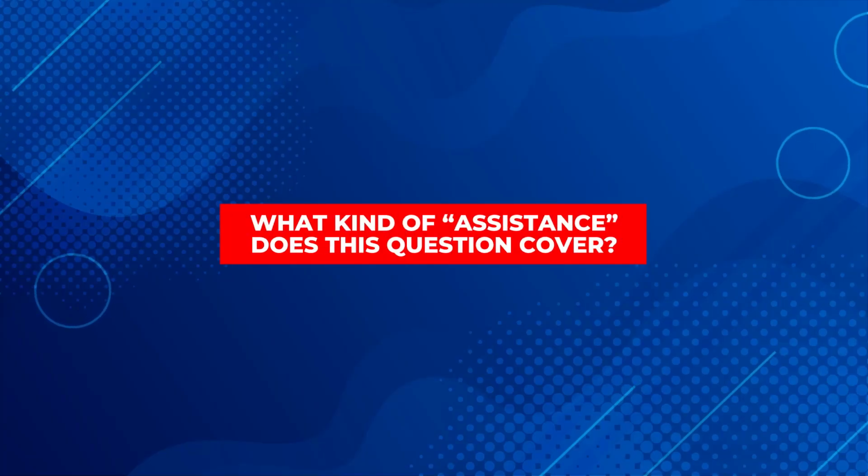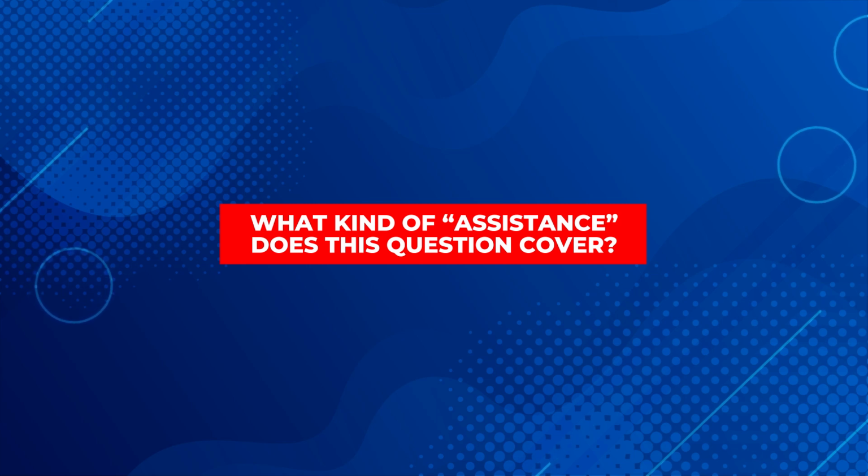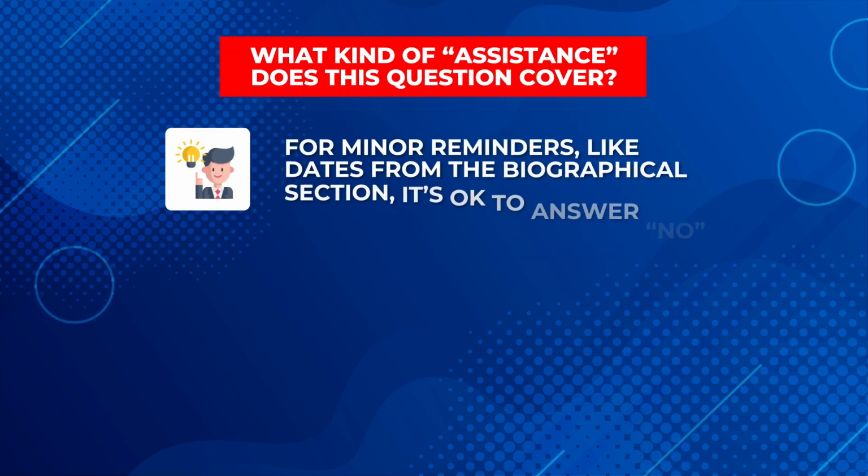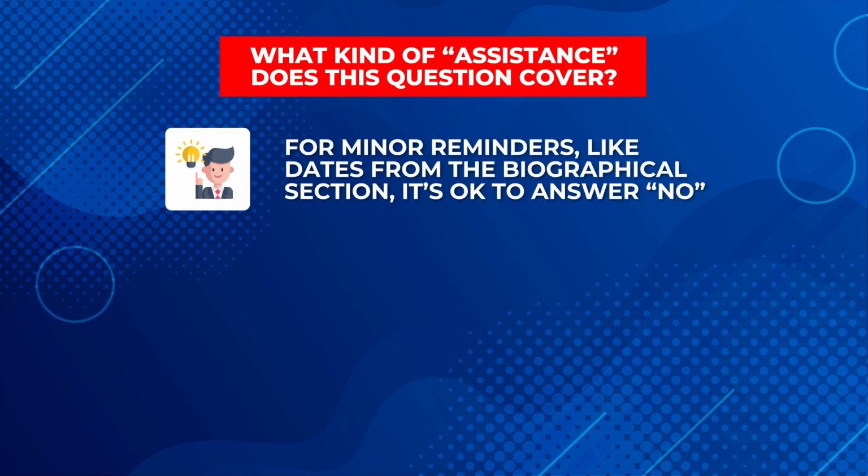Now let's back up just a second to consider what kind of assistance is covered by this question. Like, do you need to answer yes to indicate that you received assistance? If your spouse just reminded you of a date or two that was called for up in the biographical information at page 2, such as reminding you of the date of your marriage, or maybe your child's date of birth. If it's just a few tiny things like that, then no, I don't think I would consider this to be the kind of assistance that's being asked about here.